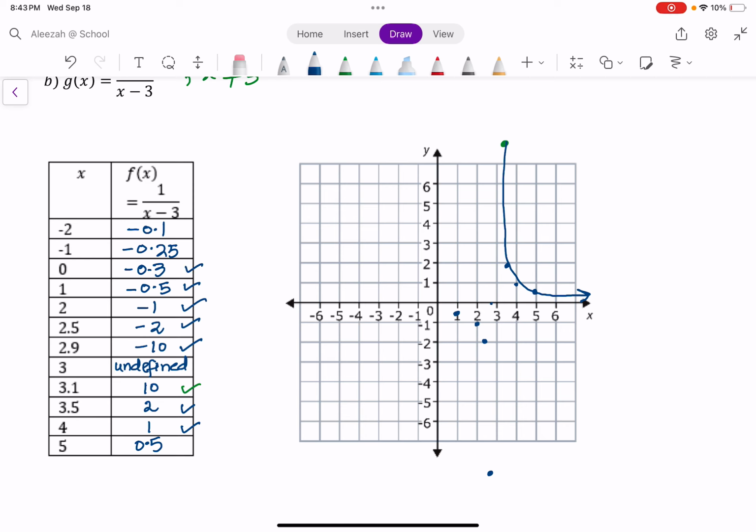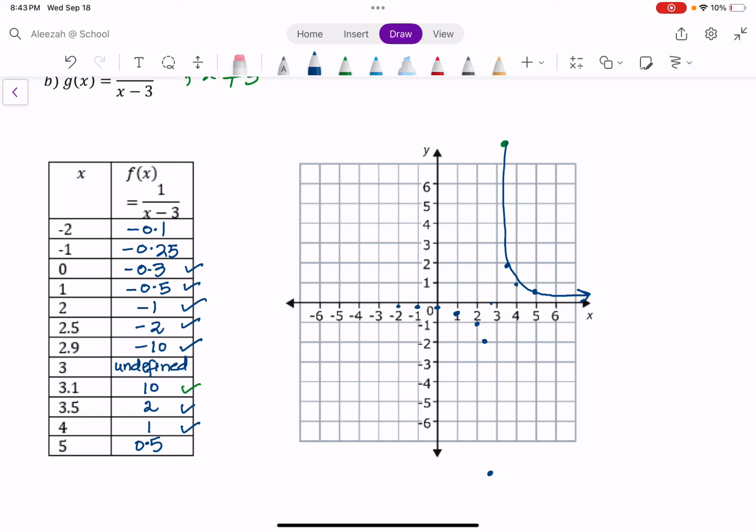And at 0, it is negative 0.3. So it's very close to the axis. Then at negative 1, I have negative 0.25. So this keeps becoming closer and closer to the x-axis. At negative 2, it is closer, negative 0.1, right?